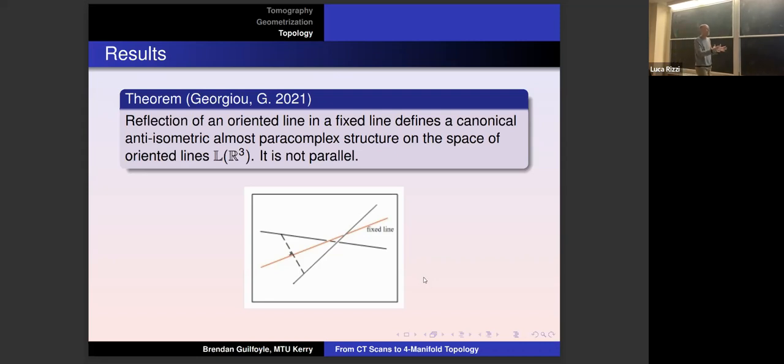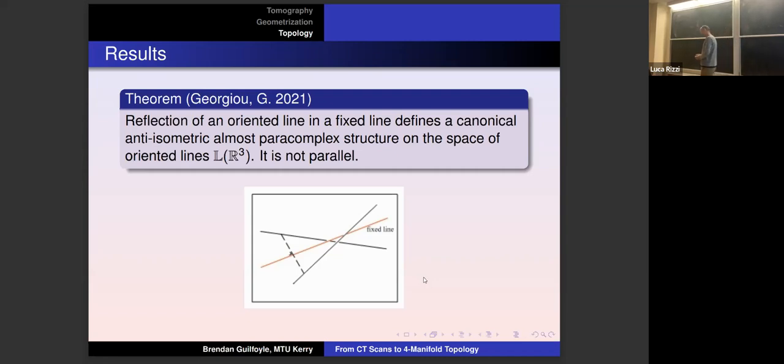So here's an example. It's anti-isometric in that it flips the sign of the metric. It's plus, plus, minus, minus, and then when you do J, it's minus, minus, plus, plus. But it's not parallel. This is not a Kähler structure. So the covariant derivative of the J is not zero. So it's not Kähler. It's not parallel. But here's an actually defined paracomplex structure on the space of lines.